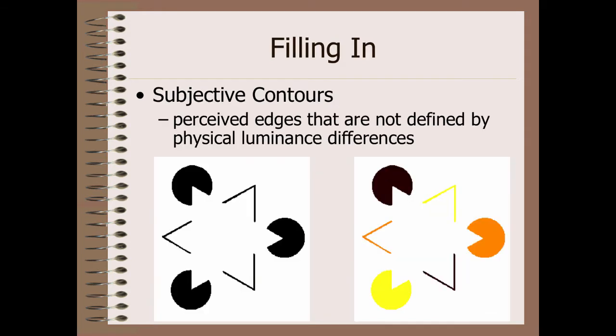Another example of our perceptual system filling in information for us is the phenomenon of subjective contours. Subjective contours are perceived edges that are not the result of physical luminance differences. In other words, there is no physical edge there, yet we still see one. In this case here, we perceive the Pac-Man shapes as complete circles with a white triangle on top. However, if we cover up the Pac-Man shapes, we now see that the white triangle has disappeared.